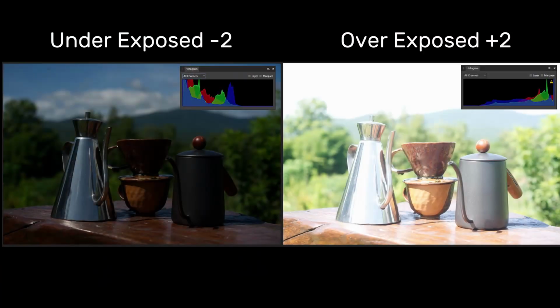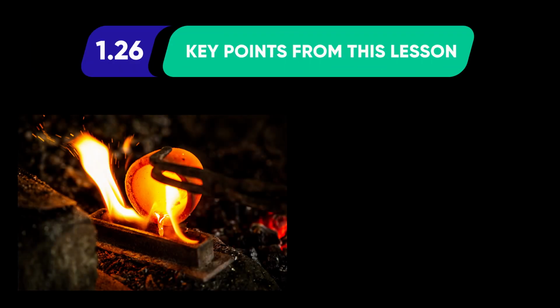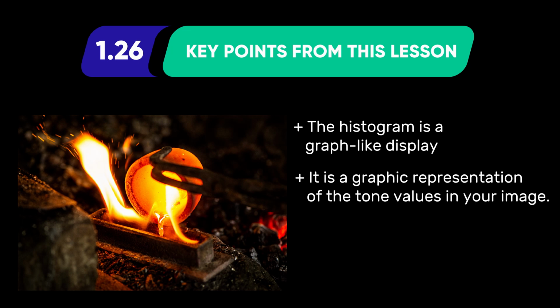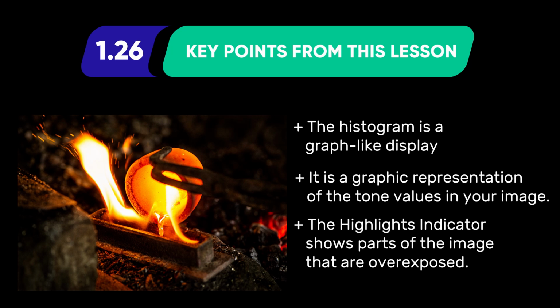You should be able to see significant difference in the shape of the histogram. In the +2 photos, it will appear bunched more to the right. In the -2 photos, it will be bunched more to the left. Key points from this lesson are: the histogram is a graph-like display. It is a graphic representation of the tone values in your image. The highlights indicator shows parts of the image that are overexposed.